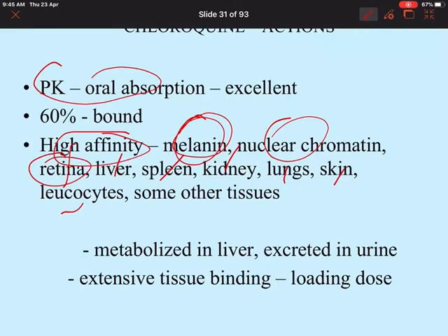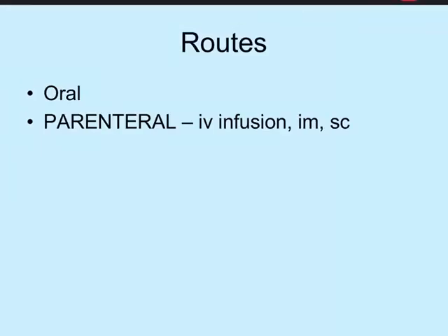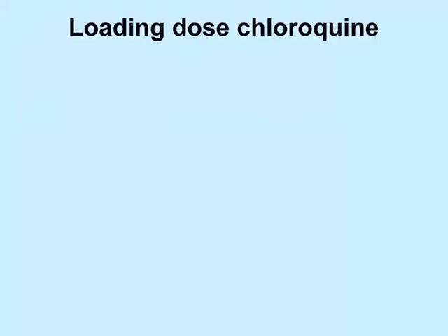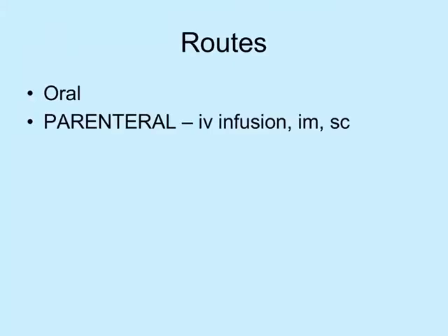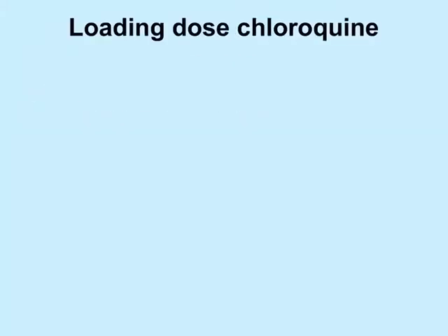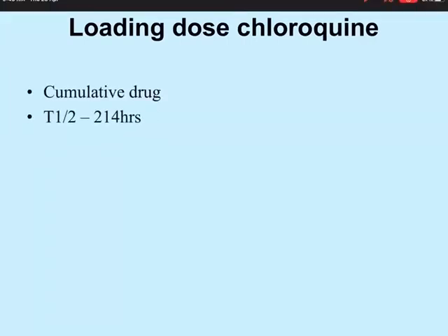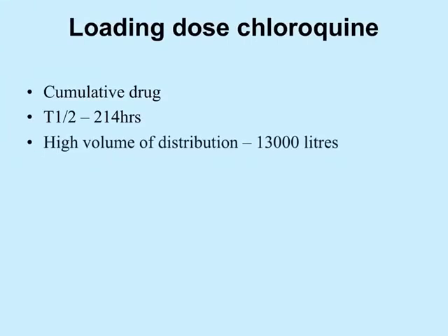So we'll try to understand this in context with adverse drug reactions. What about the metabolism? It's metabolized in the liver and excreted in urine. It is a drug which undergoes extensive tissue binding. It can be given both orally as well as parenterally. So what does extensive tissue binding do to this drug?